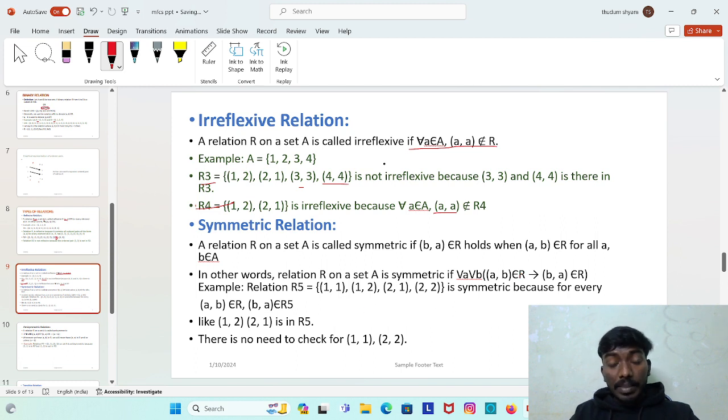Here, a symmetric relation means it should contain elements like b comma a along with a comma b, for all a comma b belonging to the same set A. Taking an example, R5 is 1 comma 1, 1 comma 2, 2 comma 1, 2 comma 2. It is symmetric because for every element a comma b, b comma a is contained, like 1 comma 2 and 2 comma 1 in R5. There is no need to check 1 comma 1, because it contains a comma b and b comma a, like 1 comma 2 and 2 comma 1.